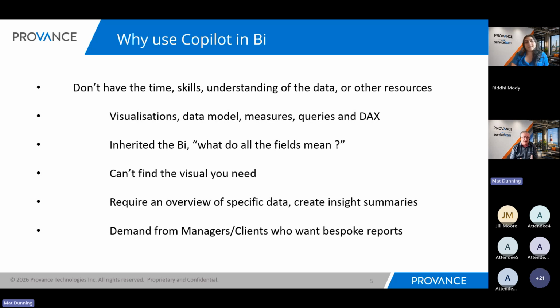You can't find a visual you need. Someone has probably created a visual that you actually need, but it might be buried in a number of tabs of the reports that you're looking at, or it could be in a report in another BI. And the beauty of Copilot is you can not only ask questions of the current report that you have open, but also across your entire workspace.